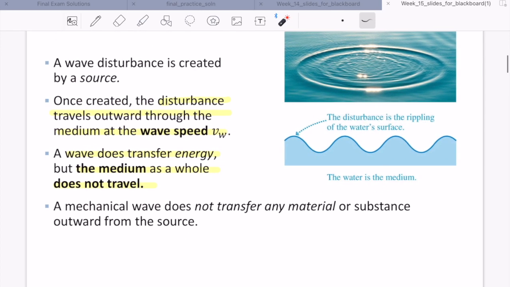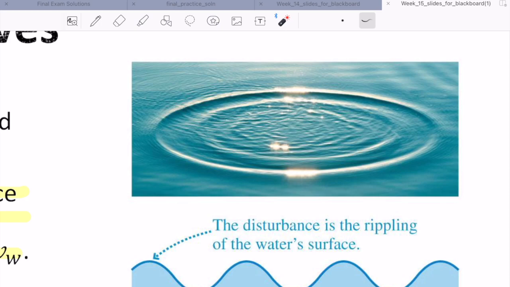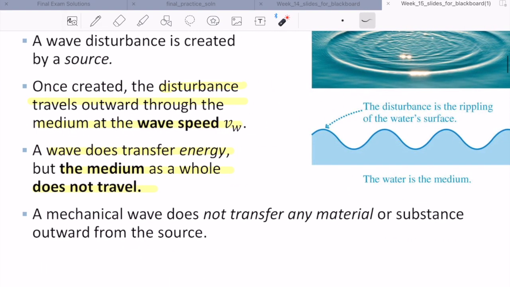Let's see here. So with that disturbance, with that wave that you have, they travel at a specific wave speed, and that wave transfers energy, but the medium itself does not travel. So that's kind of a weird way to think about it. It's maybe counterintuitive in the sense that if you have, for example, this ripple of water, you see the waves of water moving, and if you're on a beach, you see the waves coming towards you. Well, that's not necessarily the medium itself, the water, traveling. It's more so the waves that are transferring energy. So the medium itself stays the same. It's just that the waves transfer energy. So the medium as a whole does not travel.